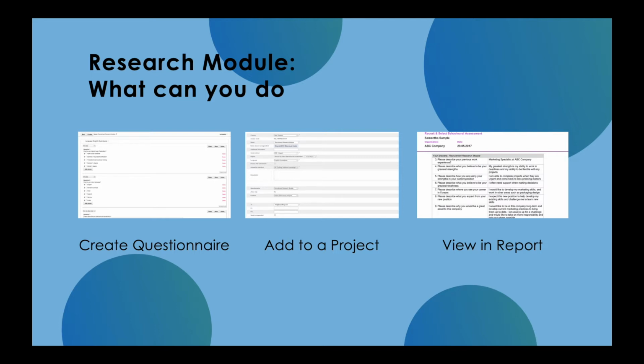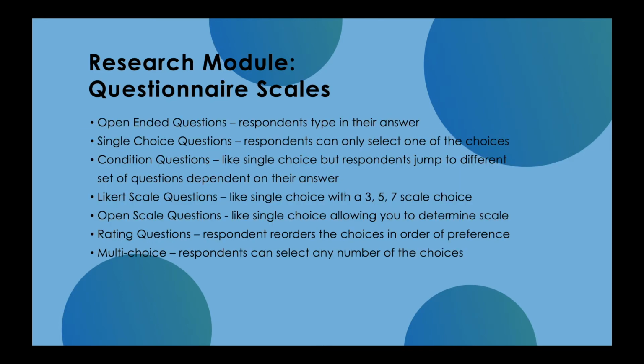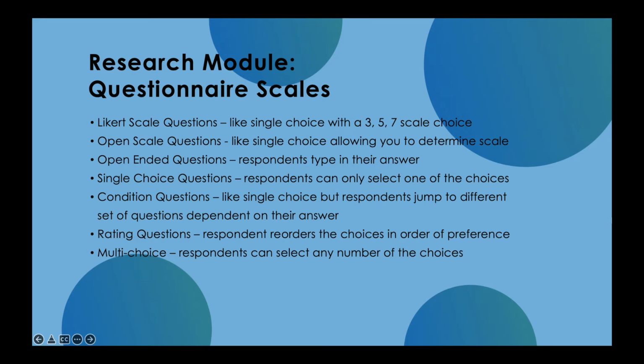Before we log into FinxS to go through each of these steps, let's just go through the different question types and scales that are available. So there are 2 scales available in a research module. These are the Likert scale and the open scale questions. The Likert scale questions are single choice with a 3, 5 or 7 scale choice. Open scale questions are also like a single choice and they allow you to determine the scale.